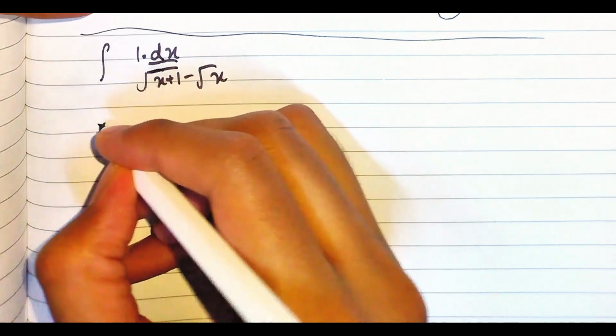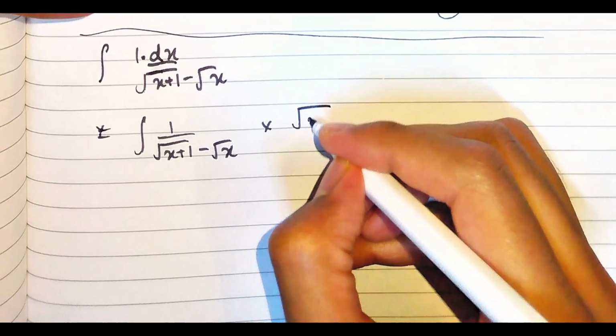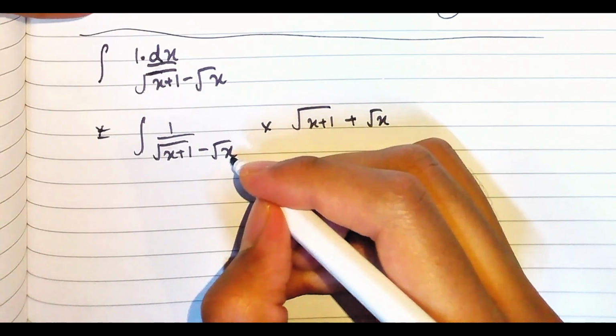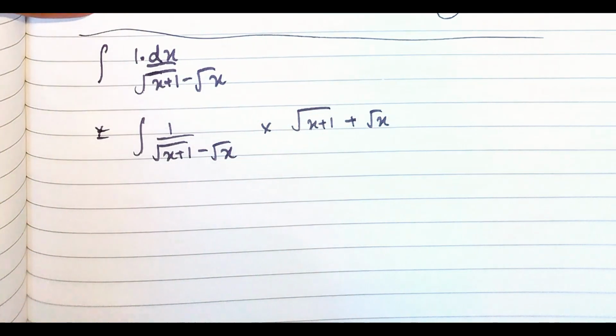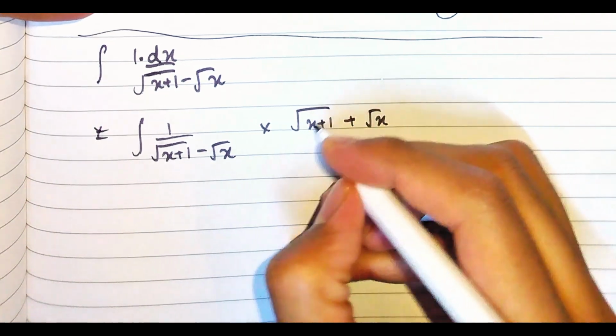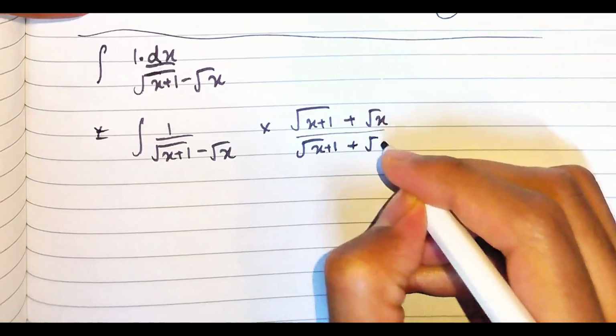We can simply do that by multiplying and dividing by the inverse of this function. So the inverse of this function will be square root of x plus 1 plus the square root of x, because it is being subtracted. So when we rationalize it, we will multiply by the opposite of that function, and we will also divide it by the opposite. So it will be 1 divided by square root of x plus 1 plus square root x dx.